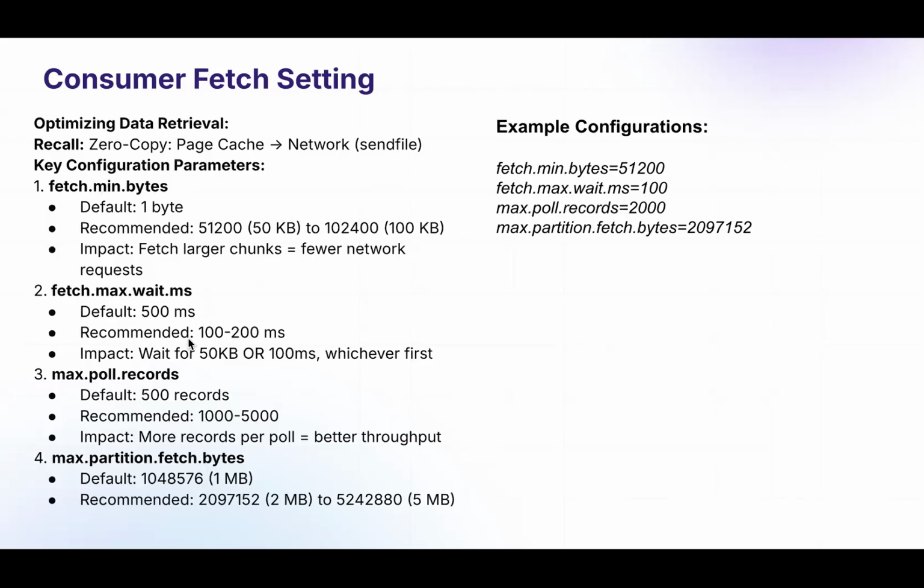And here's an example configuration that typically gives you 2 to 3x consumer throughput improvement. fetch.min.bytes to 50 KB, max wait to 100 milliseconds, max.poll.records to 2000, and max.partition.fetch.bytes to 2 MB. This is the key insight: reduce the number of network round trips by fetching larger chunks of data less frequently. Your network is fast, so use it in bursts rather than constant small requests.